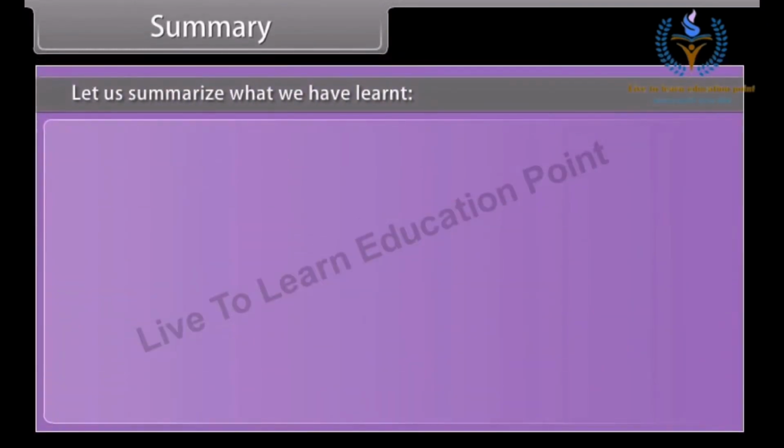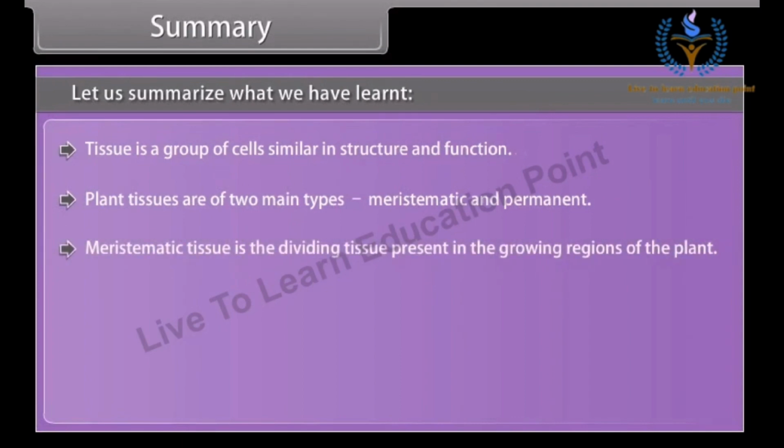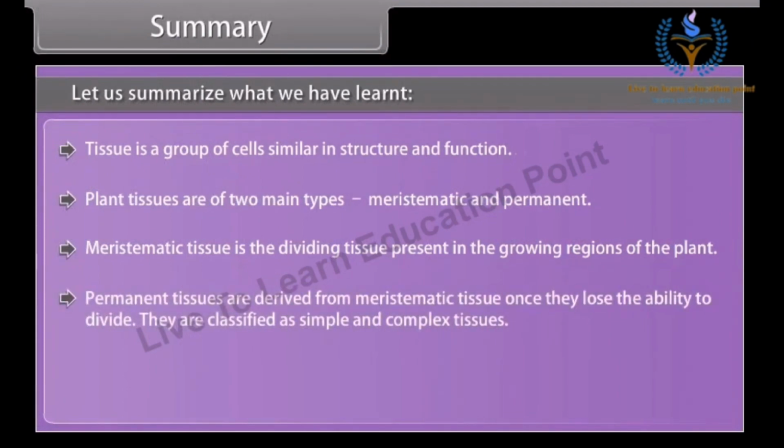Let us summarize what we have learned. Tissue is a group of cells similar in structure and function. Plant tissues are of 2 main types, meristematic and permanent. Meristematic tissue is the dividing tissue present in the growing regions of the plant. Permanent tissues are derived from meristematic tissue once they lose the ability to divide. They are classified as simple and complex tissues.